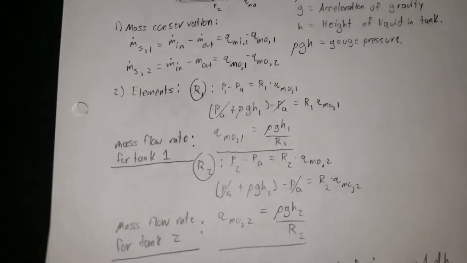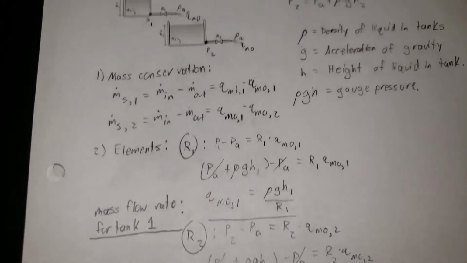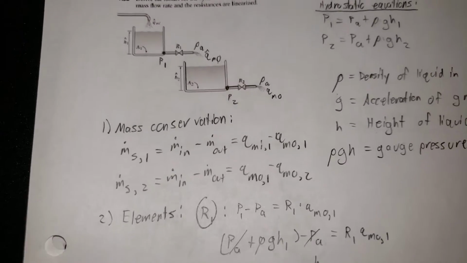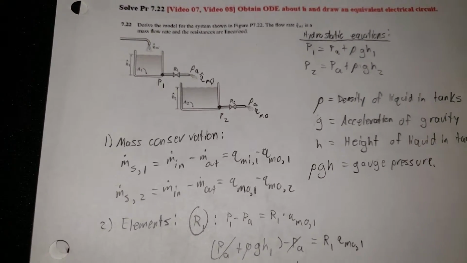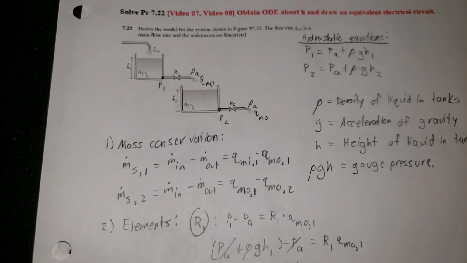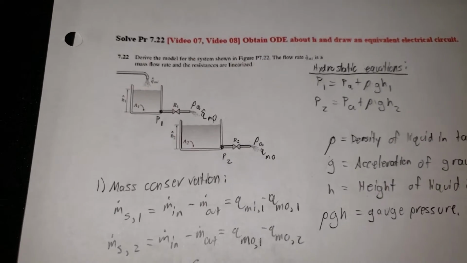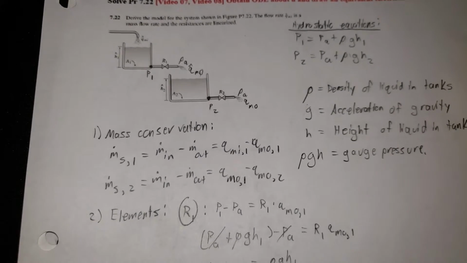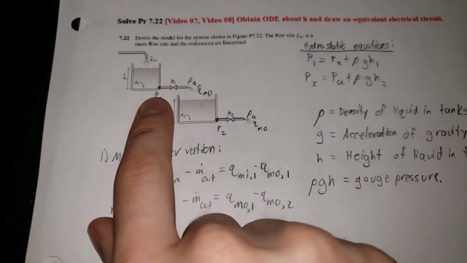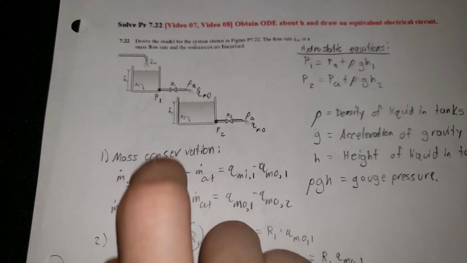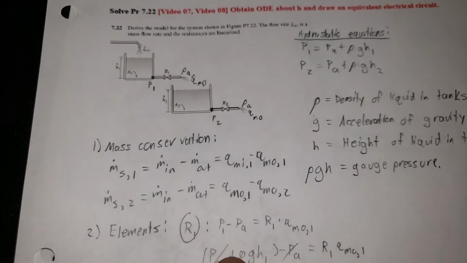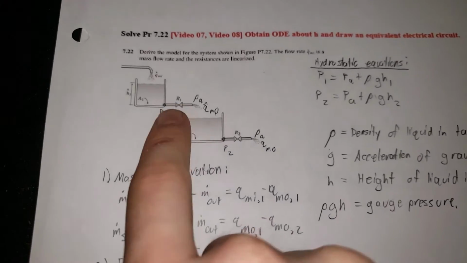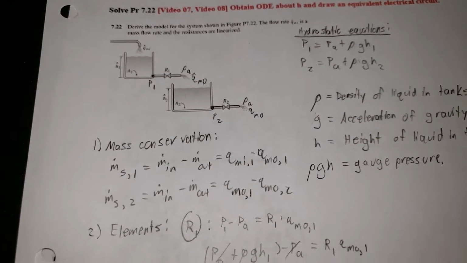We can write the equation for resistor 1 as P1 minus PA equals R1 times the mass flow rate coming out of that resistor, which is going to be QMO1. And we can see that our pressure going into the valve is P1, and the pressure coming out of this valve is PA.